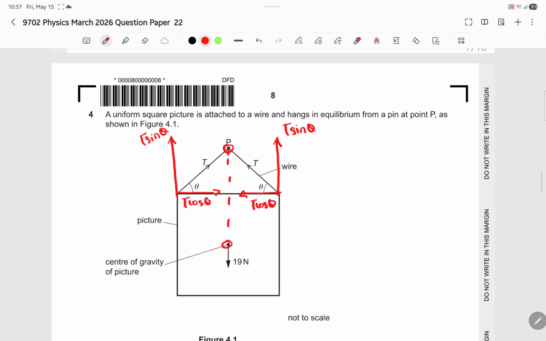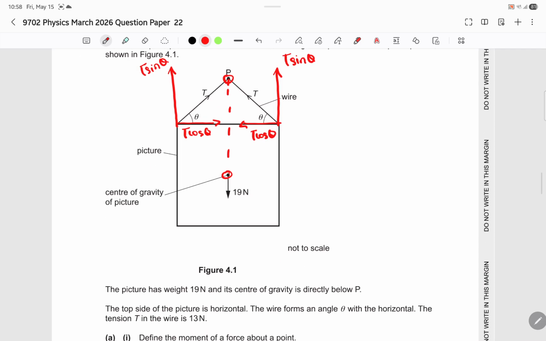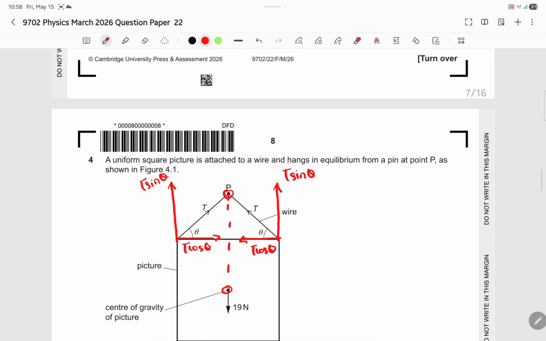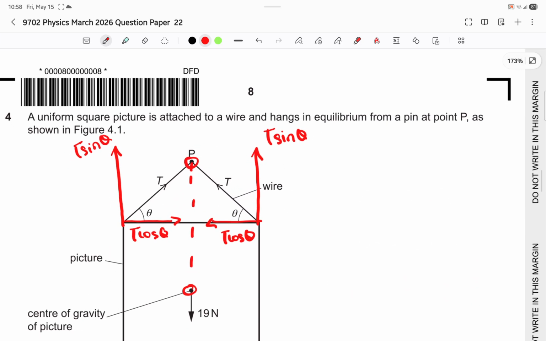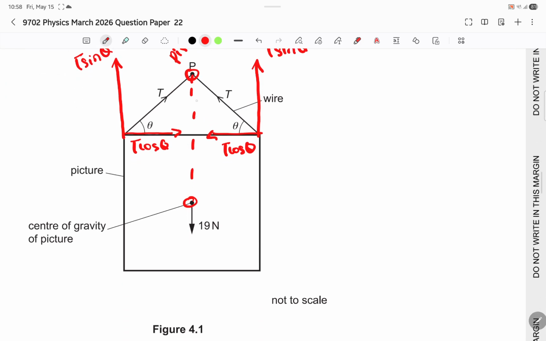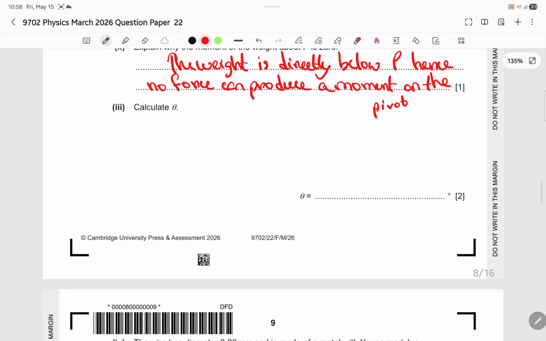Okay, it's directly below, hence why it cannot. If it was somewhere else, not directly below, then yeah, it could have caused a moment. But it's directly below the pivot. P is the pivot here, right? And the weight is directly vertically below. The force passes through it. Hence, it cannot produce a moment.